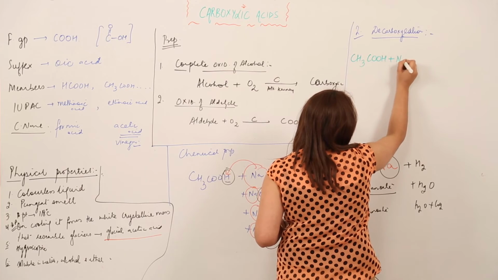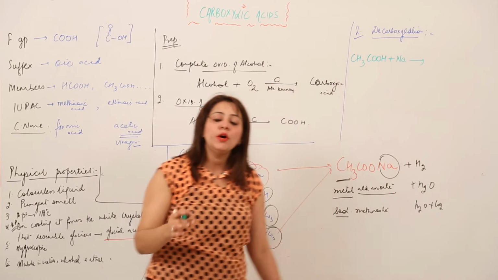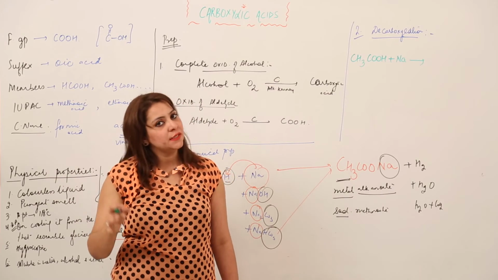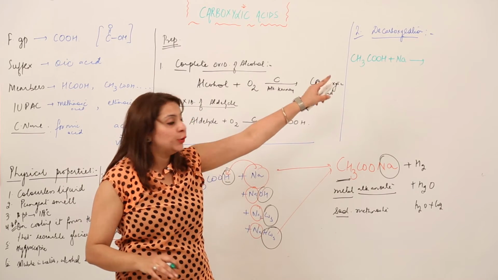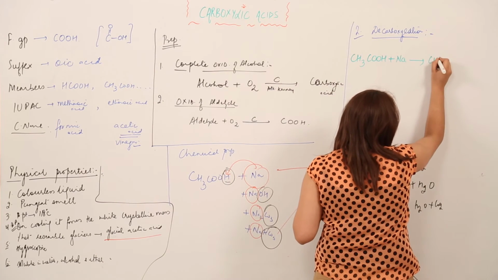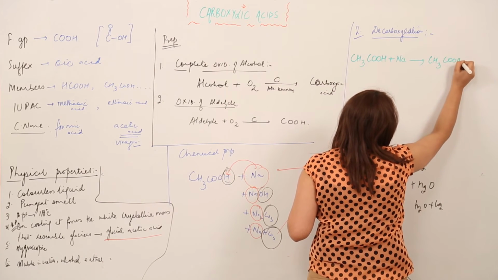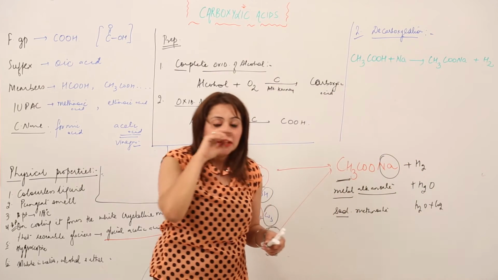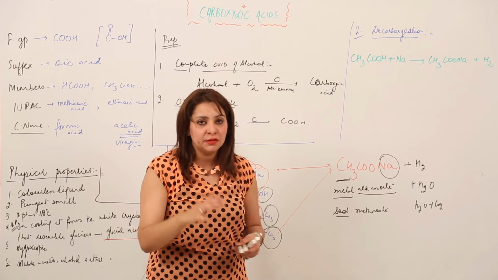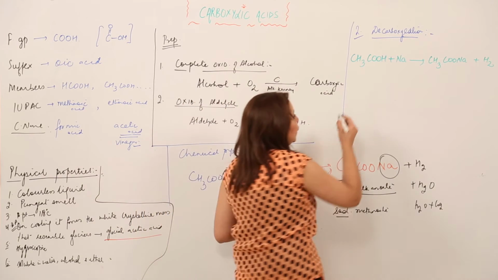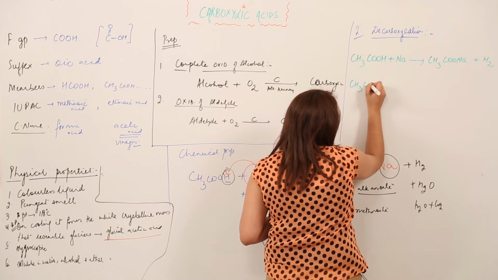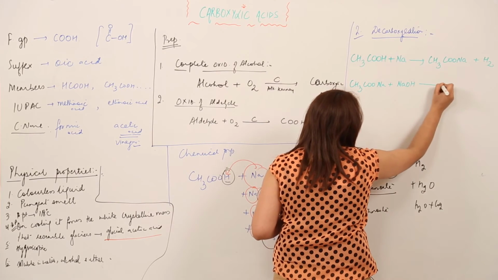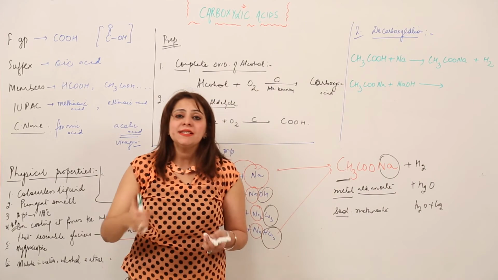I am adding sodium to it, and you all know what happens when an acid reacts with sodium. Sodium, being more reactive, just displaces the hydrogen. So this is how it is going to displace here. So we have CH3COONa, along with it we have H2. Now this reaction does not stop at this step, it proceeds further. To this metal alkanoate we add sodium hydroxide.